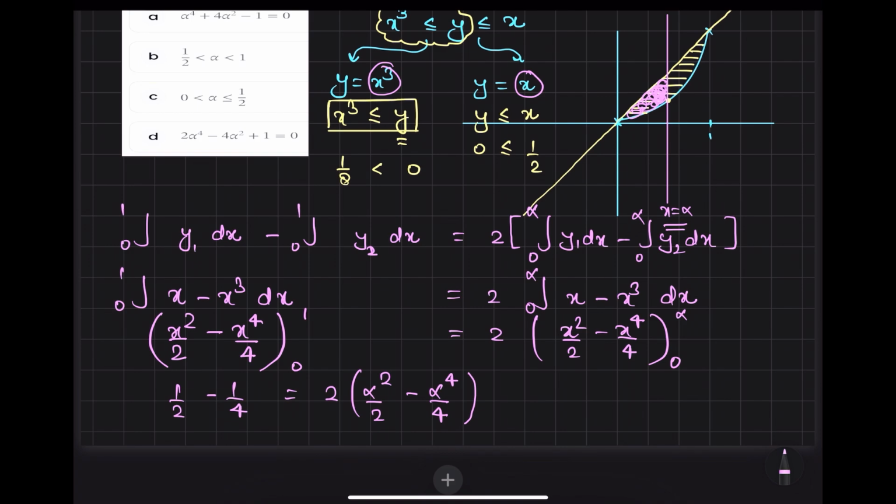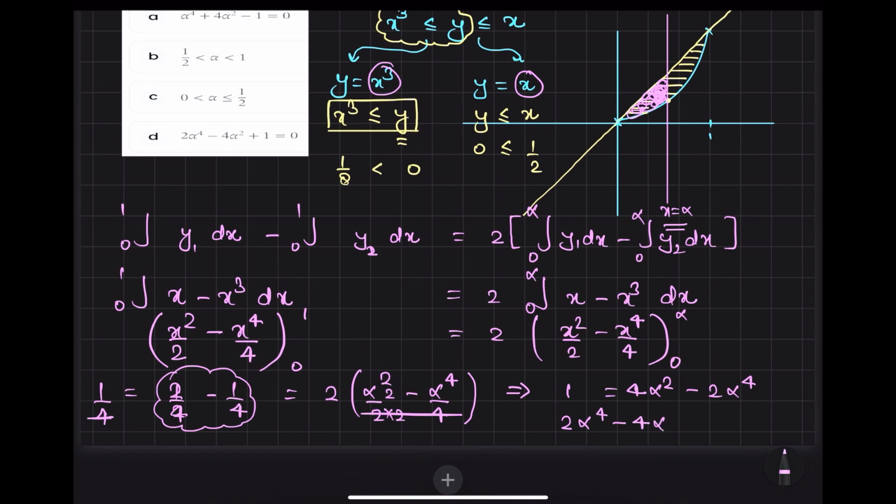Now, if you observe the left hand side part, it will become 2 by 4. So 2 by 4 minus 1 by 4 is nothing but 1 by 4. So this is your left hand side part. Here also you can multiply and divide by 2 so that it can become 4. So here also you will have 4 everywhere. So this thing and this thing will be neutralized, and we will be left with 1 equal to 4 times alpha square minus 2 times alpha power 4. If you take everything on the same side, you will be left with 2 alpha power 4 minus 4 alpha square plus 1 equals 0.